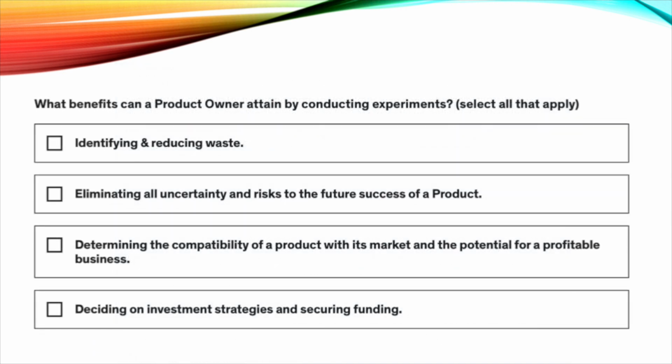What benefits can a product owner attain by conducting experiments? Select all that apply. Identifying and reducing waste. Eliminating all uncertainty and risks to the future success of a product. Determining the compatibility of a product with its market and the potential for a profitable business. Deciding on investment strategies and securing funding.